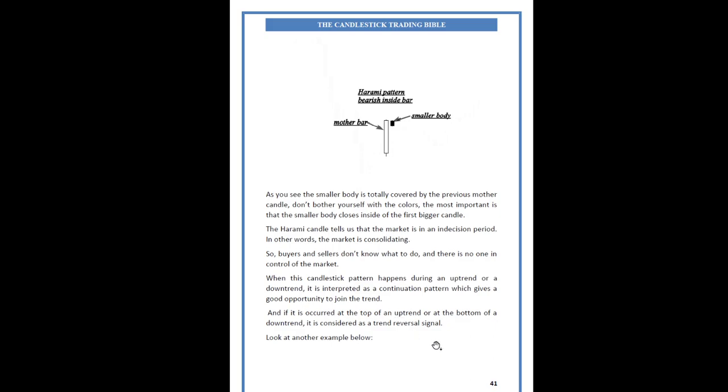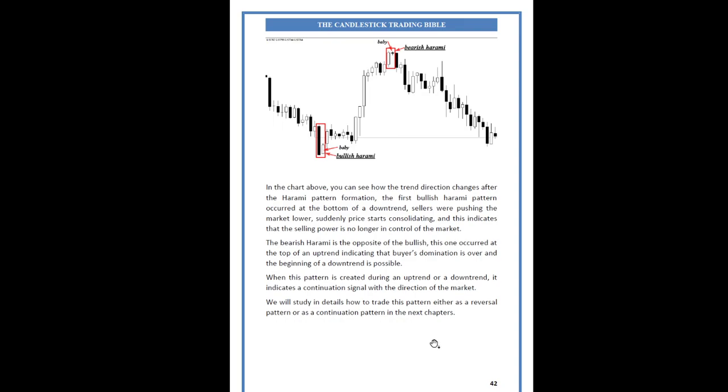And it's considered a reversal signal. So here we have another example. As it says in the chart above, you can see how the trend direction changes after the Harami pattern formation. The first bullish Harami pattern occurred at the bottom of a downtrend. Sellers were pushing the market lower. Suddenly price starts consolidating, and this indicates that the selling power is no longer in control of the market.